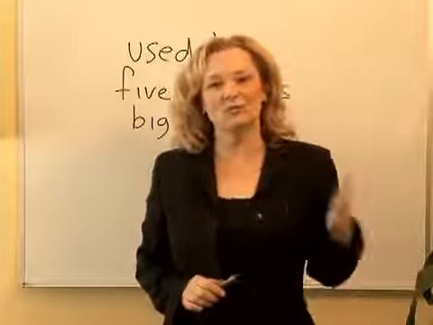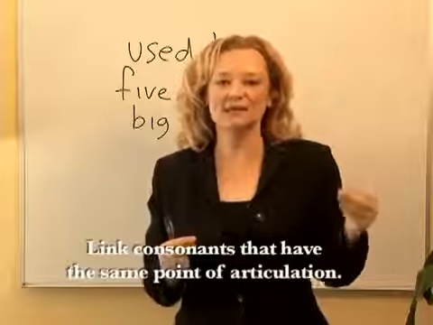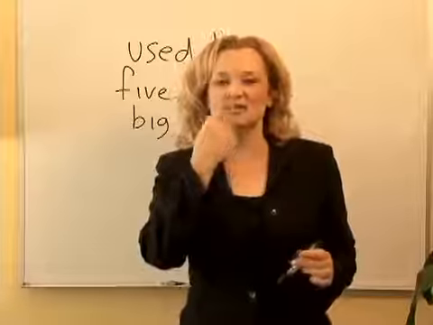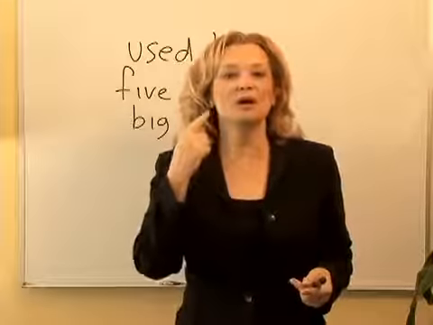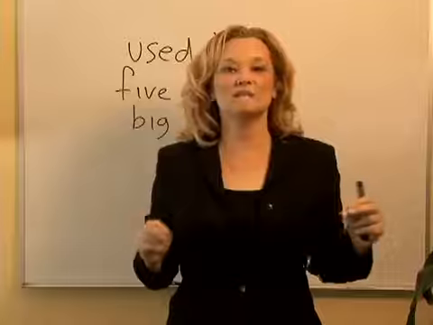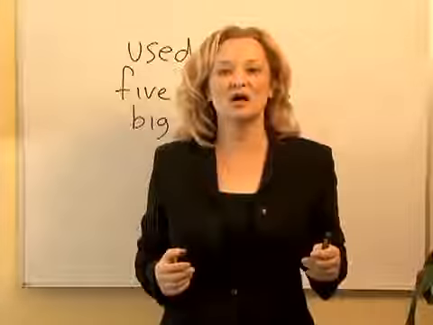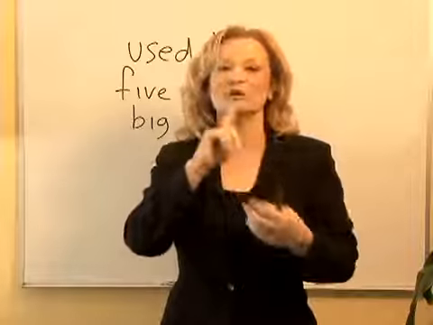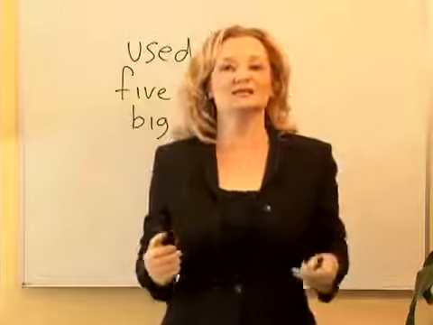The second rule of linking one consonant to another consonant is that we link consonants that have the same point of articulation. The point of articulation means the point of contact that is made for you to produce sounds. For example, P and B have the same point of articulation because both of them require the lips to close. P, B. Another example would be T and D. They also have the same point of articulation because in both of those cases, the tongue is touching directly behind the teeth. T, D.